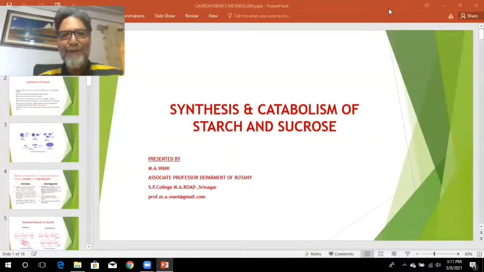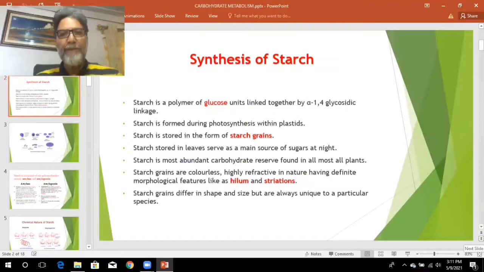Well, dear students, today we will be discussing synthesis and catabolism of starch and sucrose. As you are well versed, during the first unit, carbon dioxide assimilation, we have seen that during photosynthesis, or during the Calvin cycle, both photochemical as well as the direct reactions, the ultimate product is glucose. And it's this glucose which will then be in a stored form. That stored form is called starch.